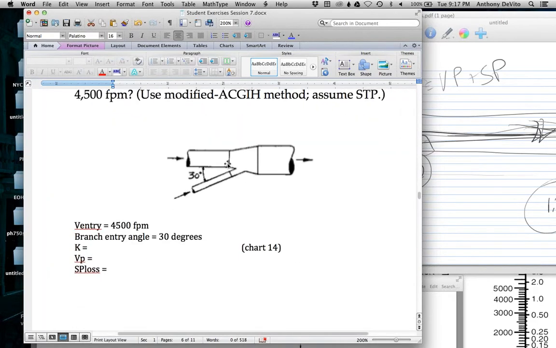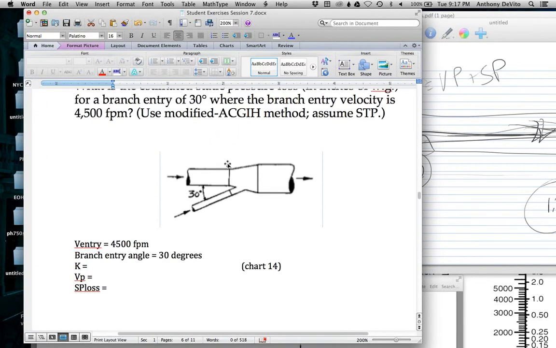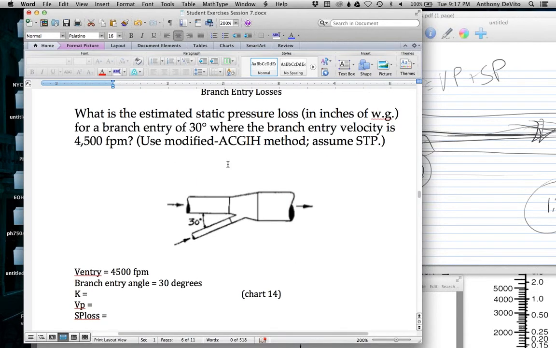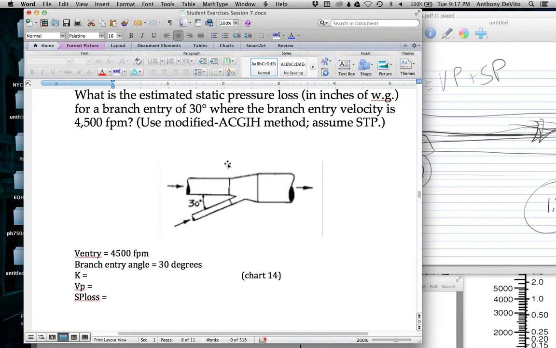Branch entry losses. Okay, so this is really the same deal. The only funny thing about this is, what do you think is going to determine what that K loss factor is going to be for a branch entry? This is going to be kind of a transition, but all of the losses are going to be assumed to be in the branch, right? So this is where the losses are. This air pretty much keeps moving straight through here.